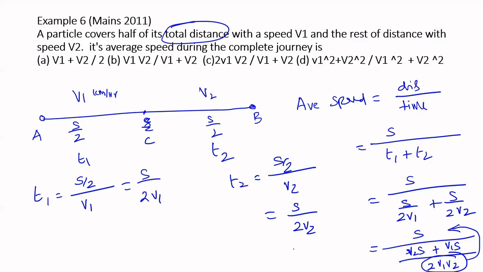அப்போ வந்து என்ன வரும், 2 times S V1 V2 டிவைடட் பை, இந்த S வெளியில் எடுத்துடலாம், ரெண்டுத்துலையும் S இருக்குது, S into V1 plus V2. S getting cancelled. Therefore 2V1 V2 divided by V1 plus V2. எங்க இருக்கு, இது இருக்கு. 2V1 V2 divided by V1 plus V2. C is the answer.